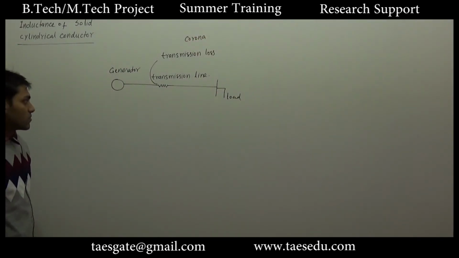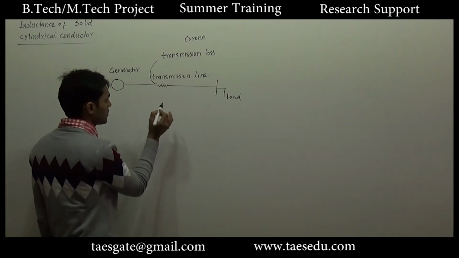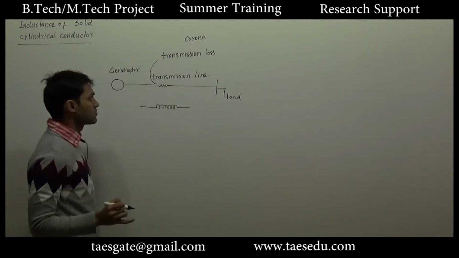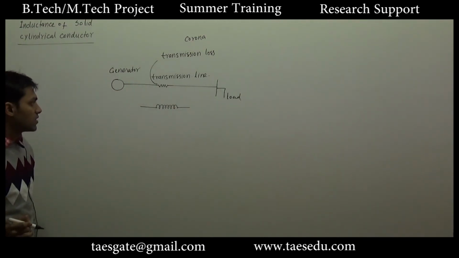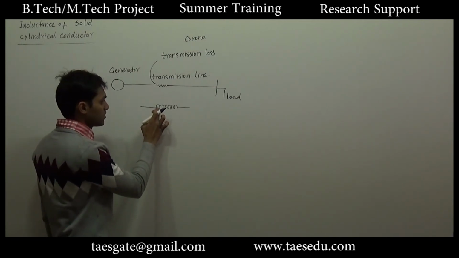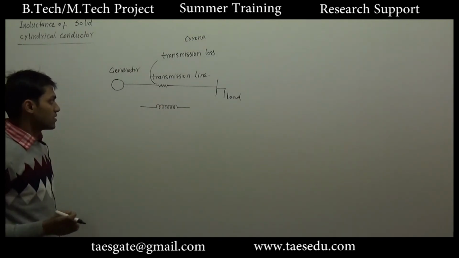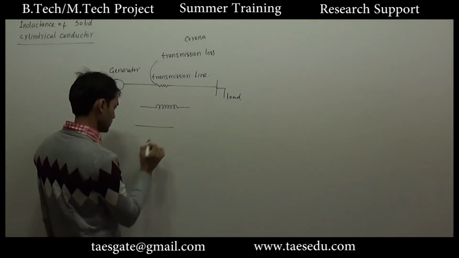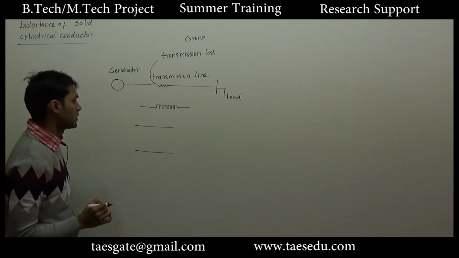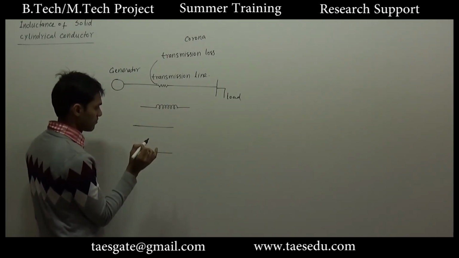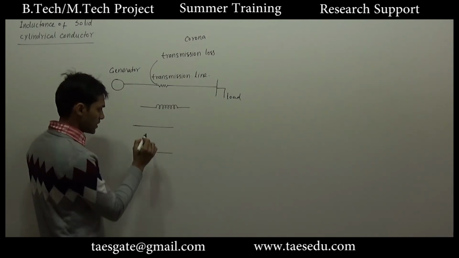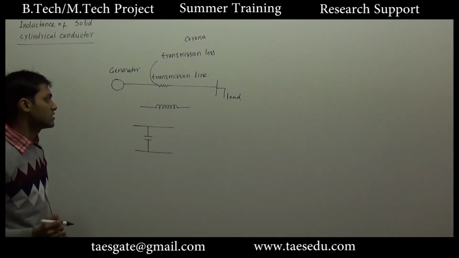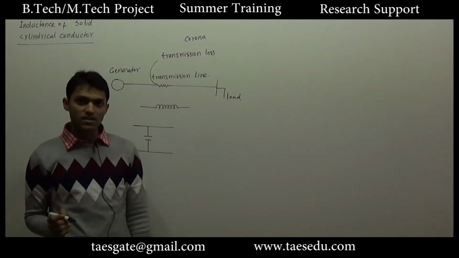So apart from resistance in the conductor, we may have inductance. Inductance is not responsible for transmission loss, but it does have some effect. That effect we will study later. So we have resistance, inductance, and when we discuss high voltage lines which carry power at high voltage, in those lines we will have to consider capacitance of lines also. So apart from resistance, we will have inductance and capacitance in the line.